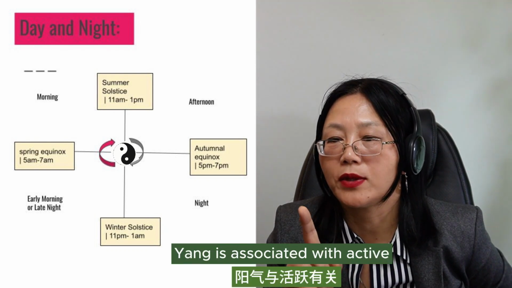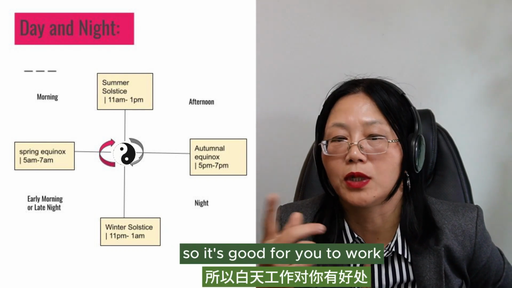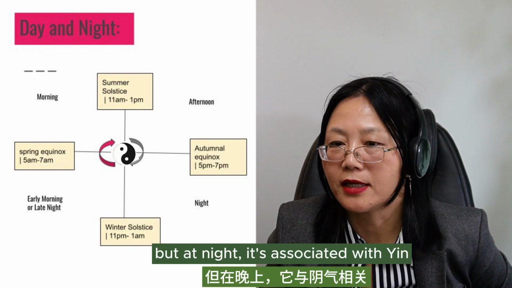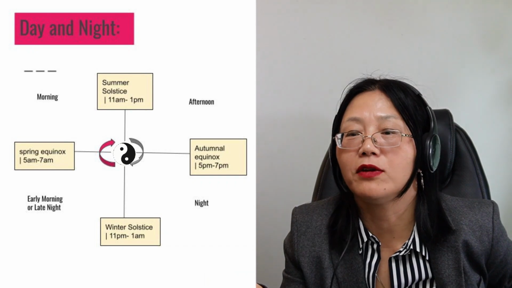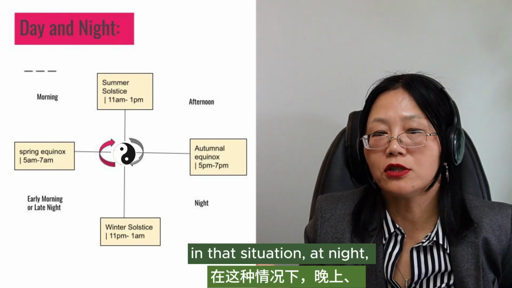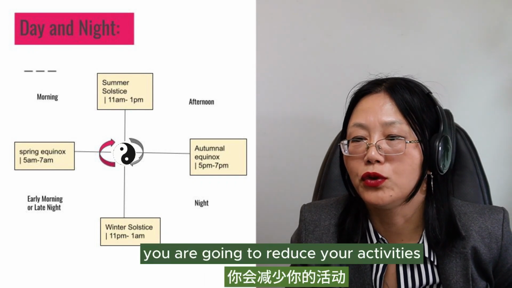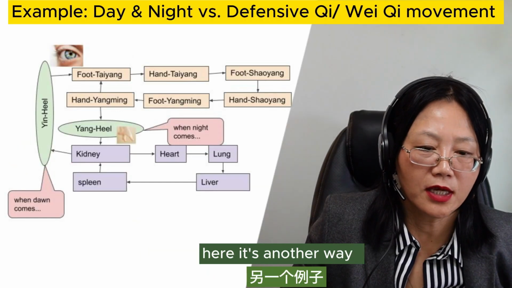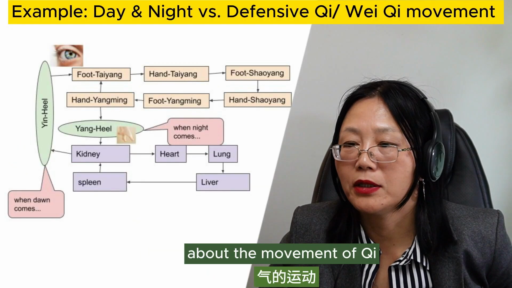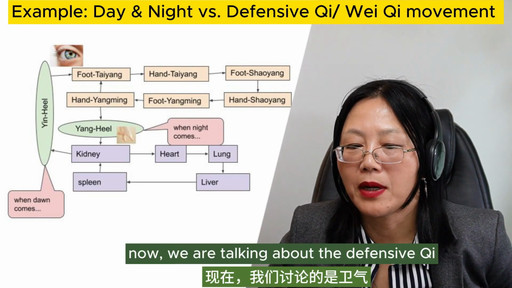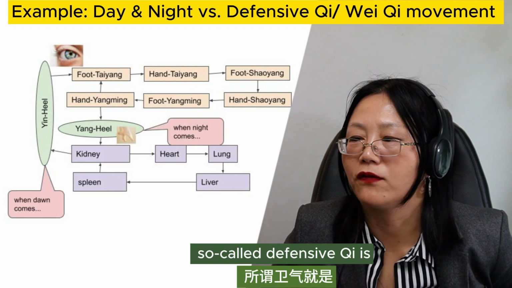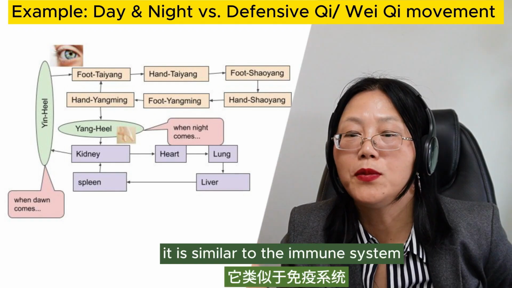Yang is associated with activity, good for you to work. But night is associated with yin, because at night you stay on the bed, and it's relatively more quiet. In that situation, at night, you reduce your activities. Here is another way to look at the movement. There are different kinds of qi. Now we are talking about the defensive qi. So-called defensive qi is similar to the immune system.